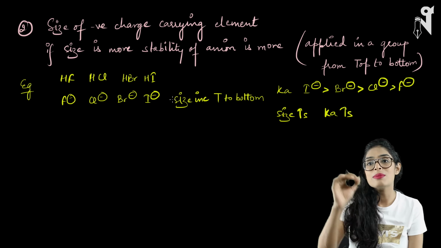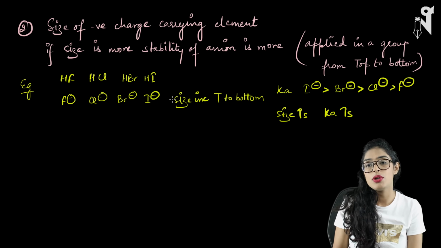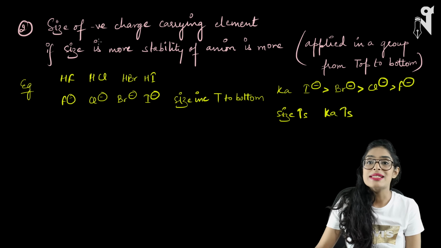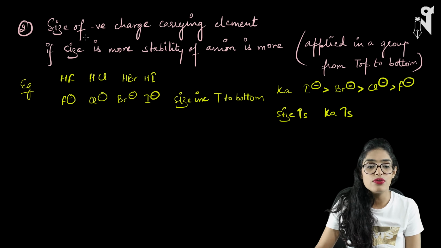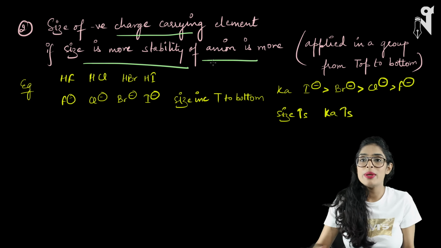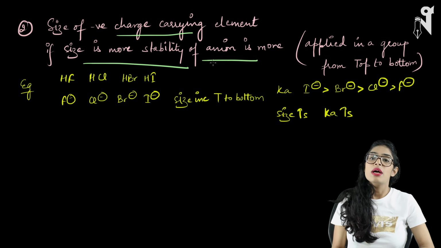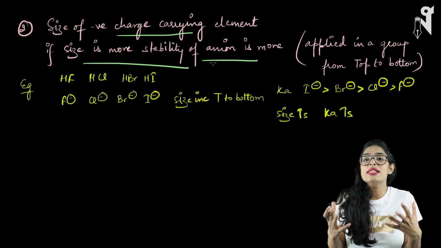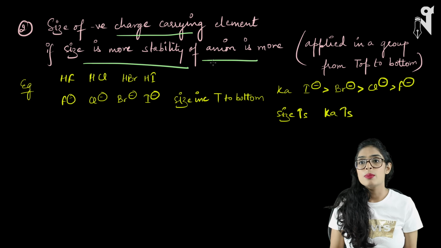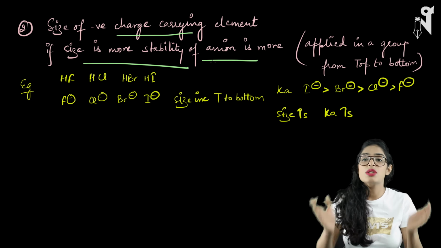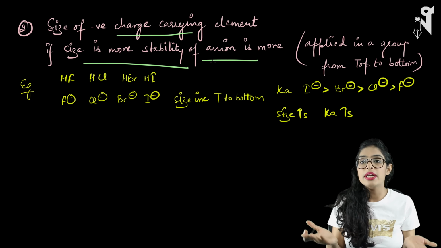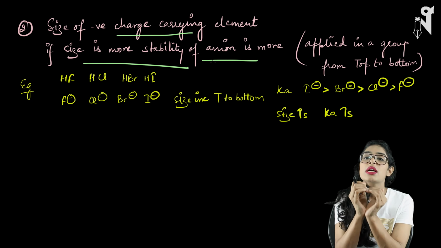What happens when the atoms are in the same group in the periodic table? In that case, size matters, specifically the size of the negative charge carrying element. The bigger the size, the more stable the anion will be. When you go from top to down in the group, the bigger the atom, the more easily it can carry the negative charge. It will be able to disperse the negative charge properly on itself and handle that charge.